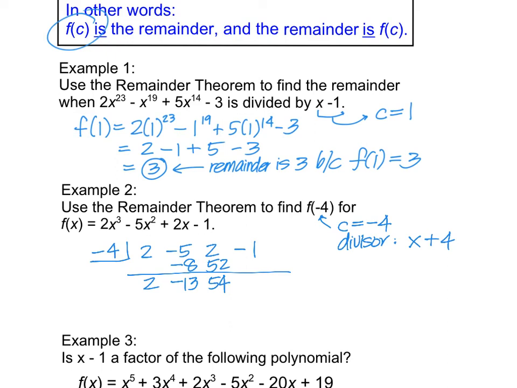Now, when I do that, I am going to get -217, which is the remainder. Well, the remainder theorem says that f of -4 is the remainder. So this is a way to find f of -4.